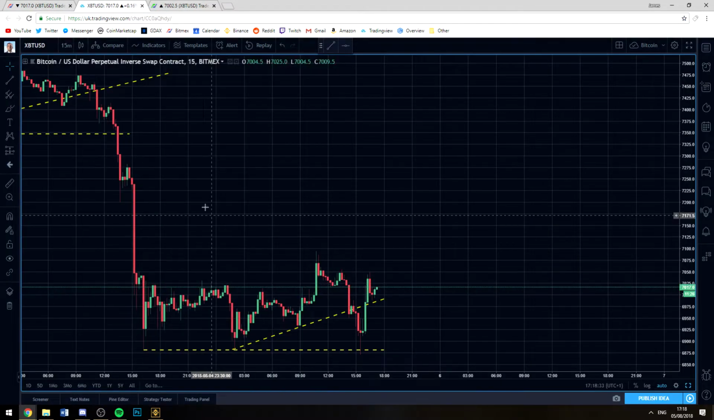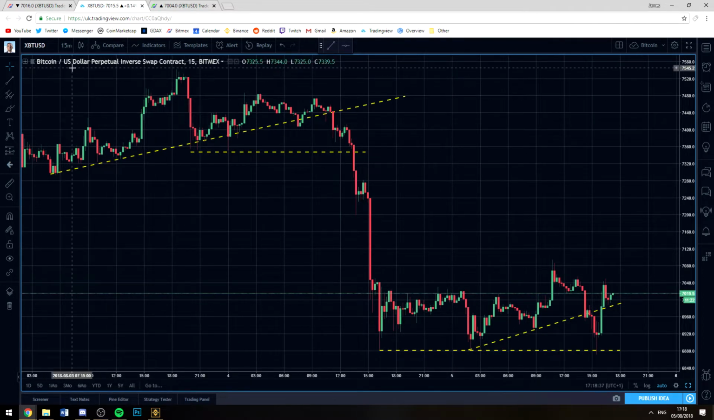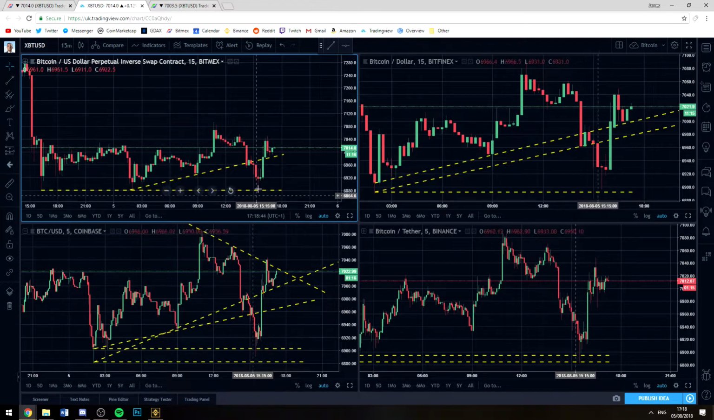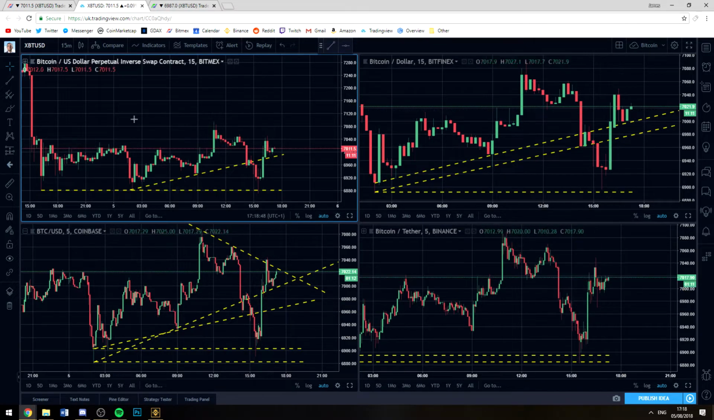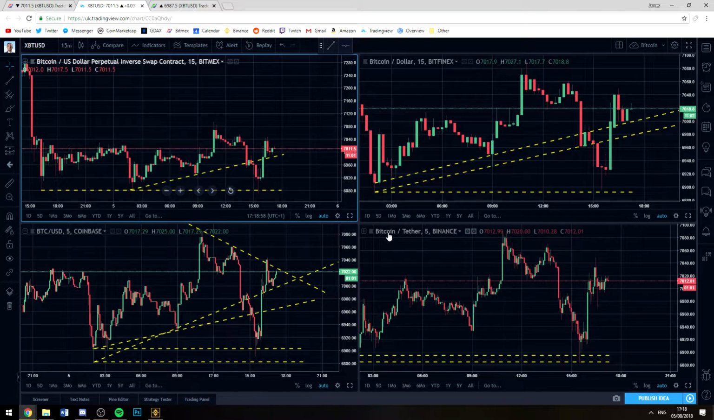But yes, this is the chart. It's different to a normal chart. It's the Bitcoin to US dollar perpetual inverse swap contract. But it does pretty much look the same as them. So you can see here, it looks pretty similar to all of the charts. So that's Bitcoin to the dollar on Bitfinex, Bitcoin to the US dollar on Coinbase, and Bitcoin to Tether there on Binance. So the chart is very similar to the rest.